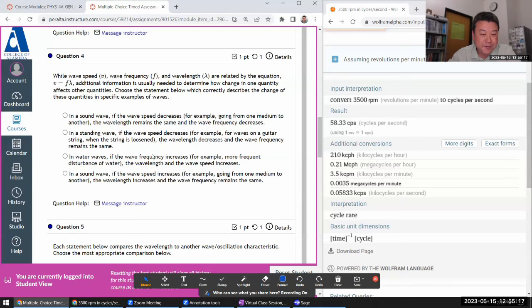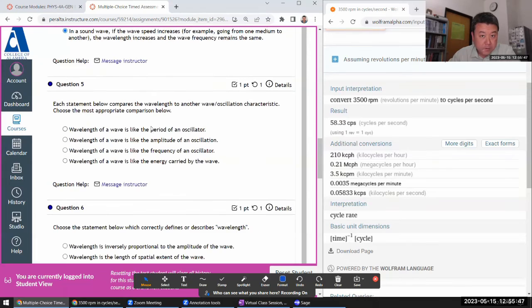In water waves, if the wave frequency increases, then the... yeah, this portion will make me suspicious. And I think even if wave speed were constant, wavelength shouldn't be increasing. It should be decreasing to be consistent with that. Oh, so the last one: wave speed increases, and frequency remains the same. So wavelength has to increase to make this equation hold. So it's that. Okay, I gotta go faster.